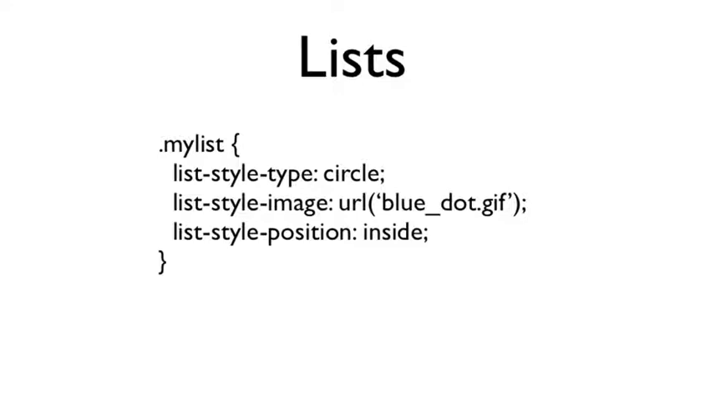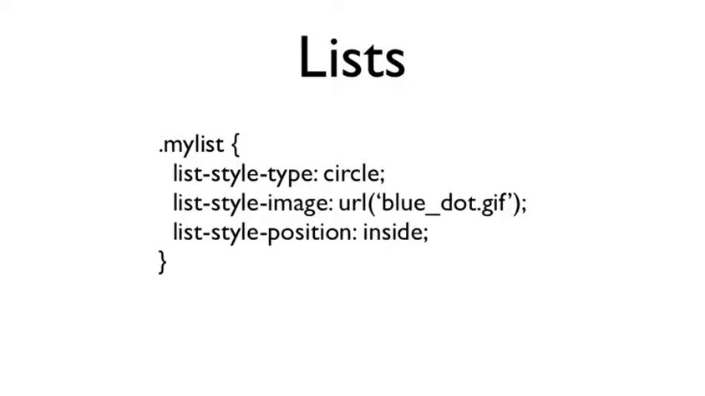The first one is the list style type, and here you can have circle, square, you can have disk, which is a filled in circle, a few other things, and I'll get to that in a second. You can add an image to it, so if you wanted to have your own image instead of one of the preset ones, you can use that. And then there's also the position, which is inside or outside.